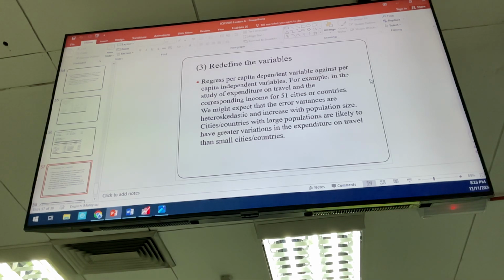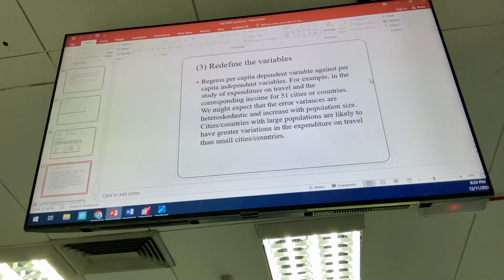Other possible solution: redefine the variables, regress the per capita dependent variable against the per capita independent variables. For example, in a study of expenditure on travel and the corresponding income for 51 cities or countries, we might expect that the error variances are heteroscedastic and increase with population size. Cities or countries with large populations are likely to have greater variation in expenditure on travel than small ones.